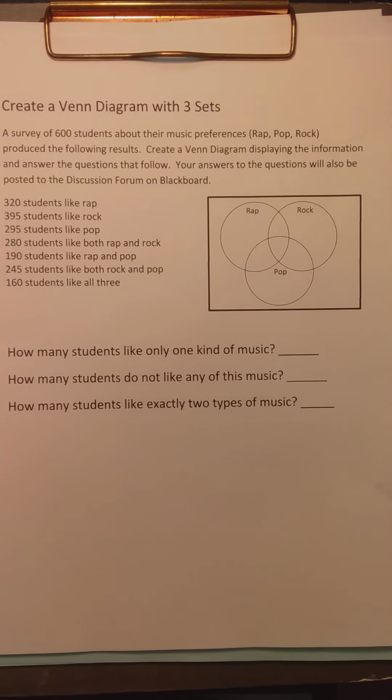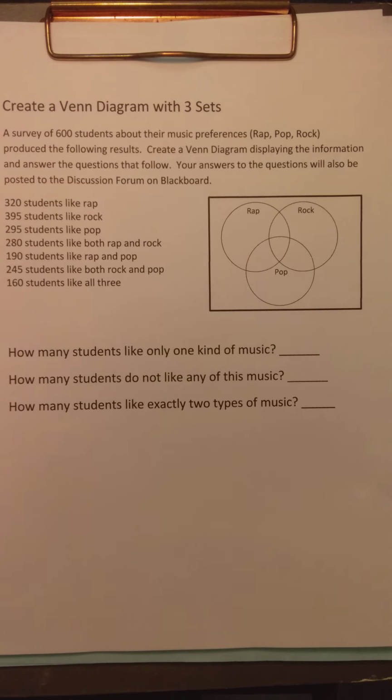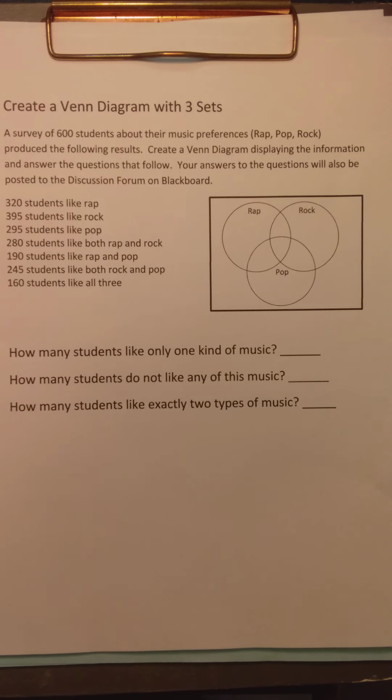Everyone, in this video, I'm just going to go over with you how to use a Venn diagram with three sets to collect and analyze the results of a survey. So here we have a survey of 600 students about their music preferences. They chose between rap, pop, and rock.